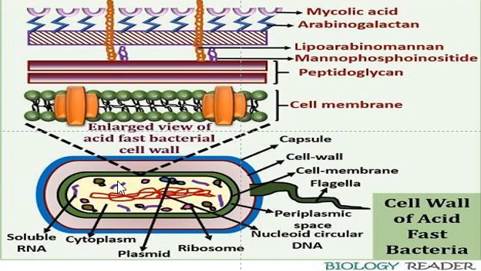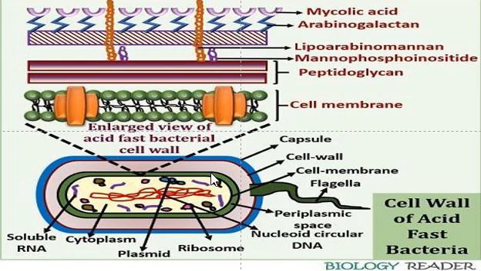Inside the cytoplasm is the liquid portion of the cell. It contains specialized organelles. This little purplish-pinkish structure here is called the ribosome. And then we have the plasmid, the liquid portion of the cell, and also the soluble RNA, or ribonucleic acid.